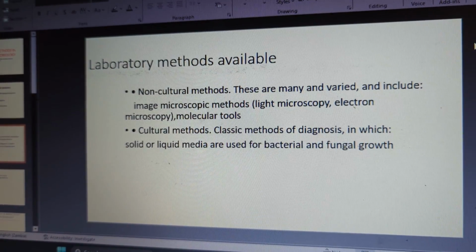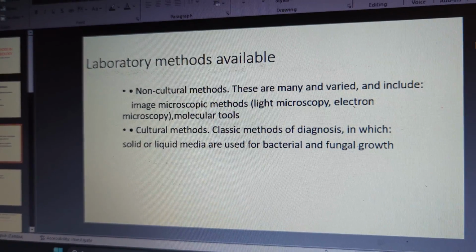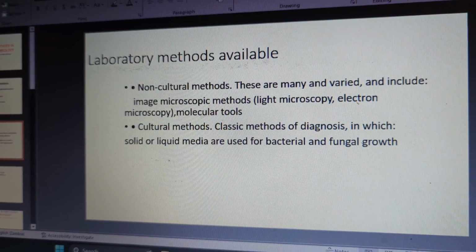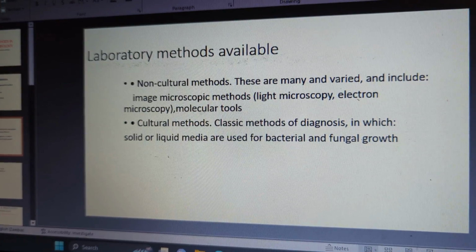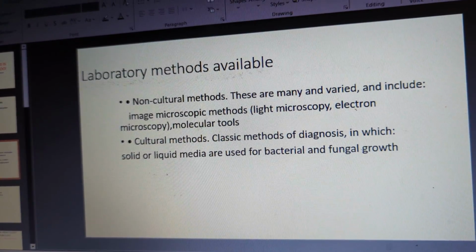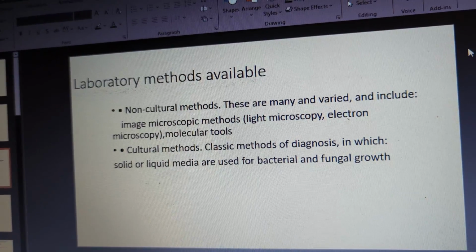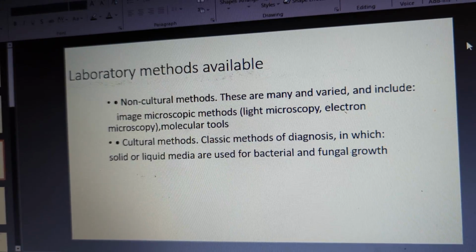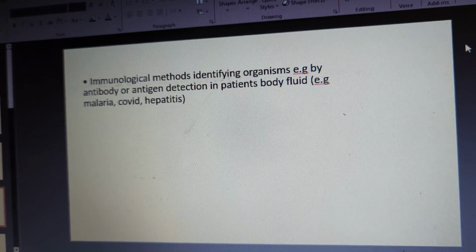The different methods available for diagnosis include the non-cultural methods, which are not strange to any of you, such as microscopy and the molecular tools, that is the PCRs and such. And then you have the culture methods, whether it's solid or liquid media. In our session, we will only focus on the solid media. Please take note of that, well, in this particular session.